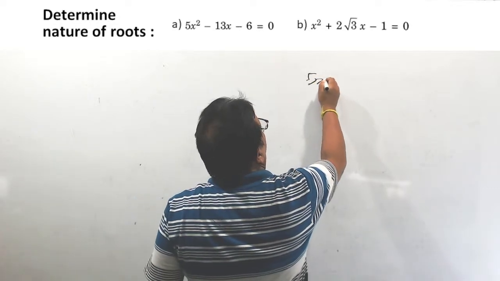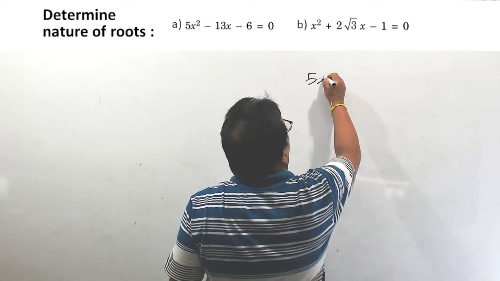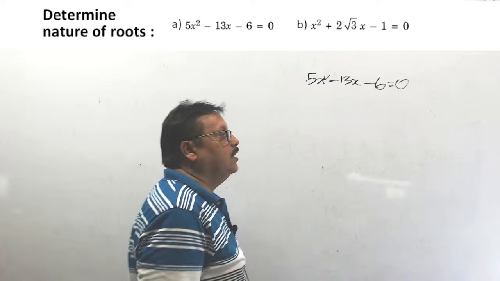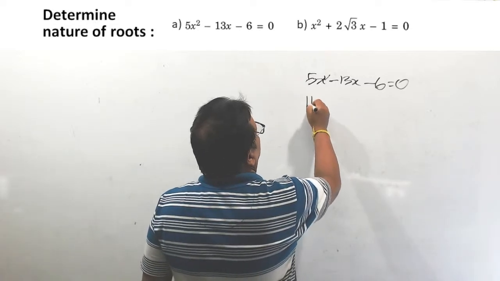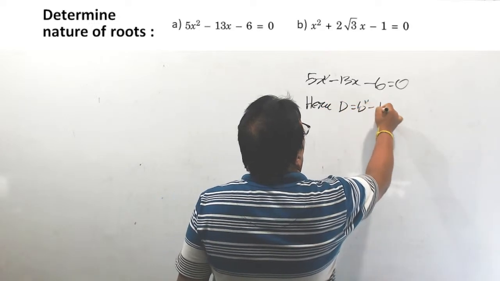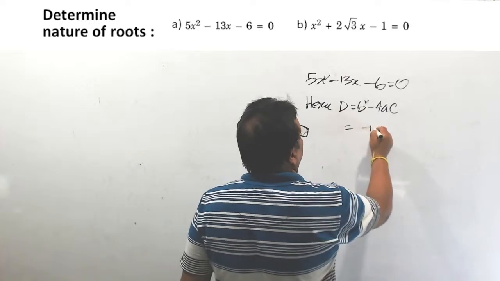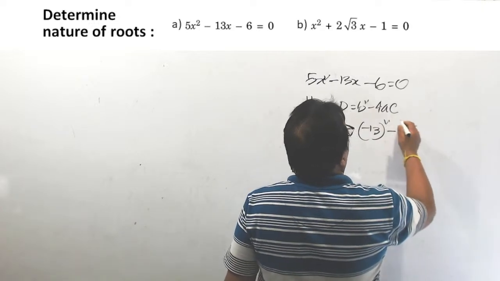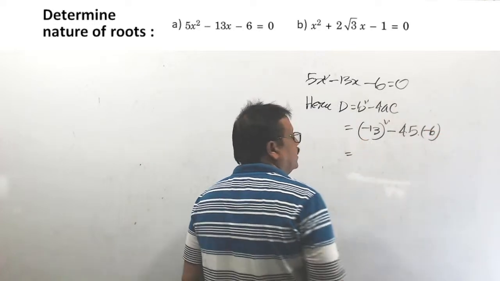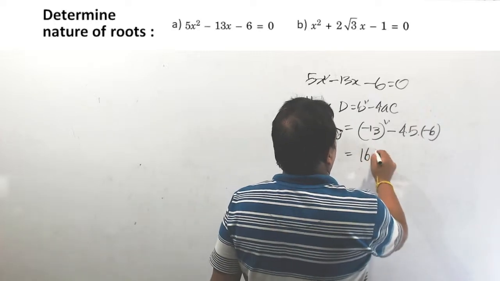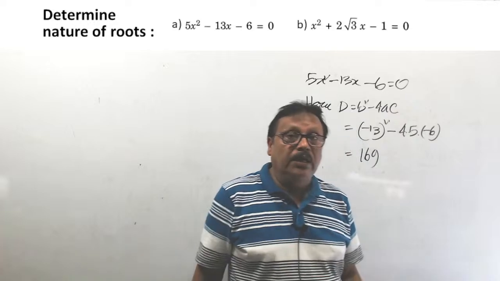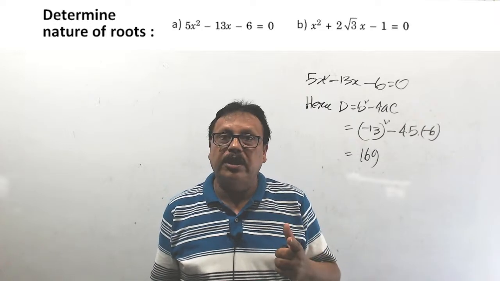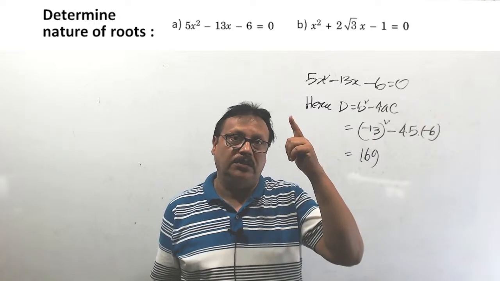That is 5x square minus 13x minus 6 equals to 0. Here D, that is b square minus 4ac, equals to what? What is b? Minus 13. Minus 4 into a. What is a? 5. Is it? And what is c? Minus 6. Correct? Minus 13 square, 169. Okay. You will remember, starting from 11 to at least 30, all the square numbers: 11 square, 12 square, 13 square, 14 square, 15 square, up to 30 square. You will remember, it will help you.